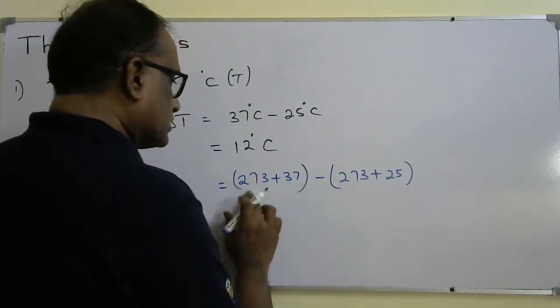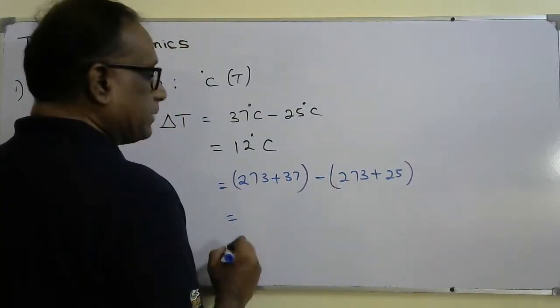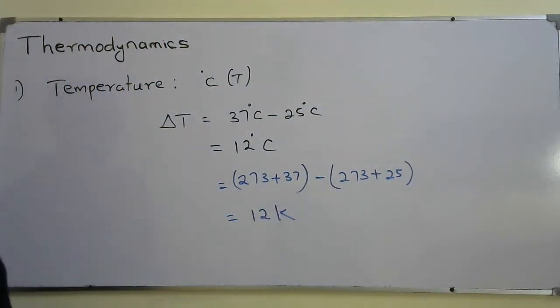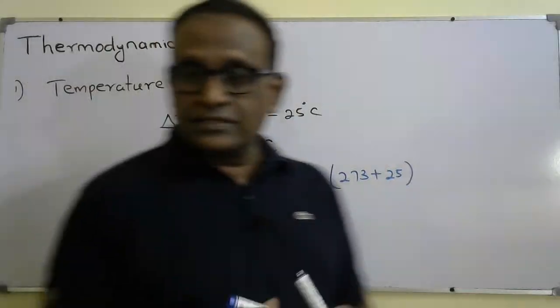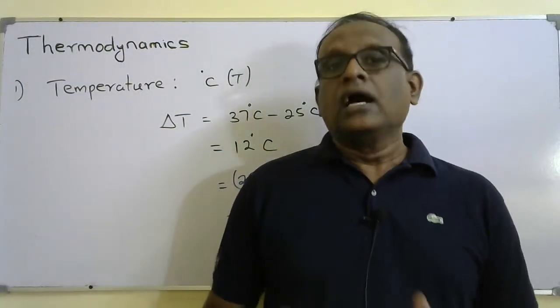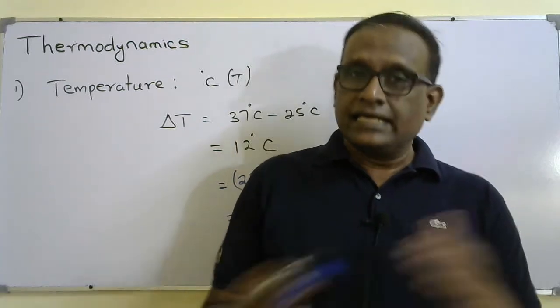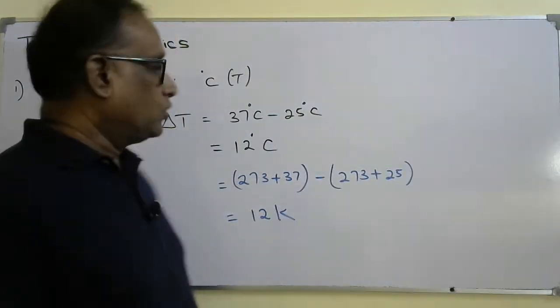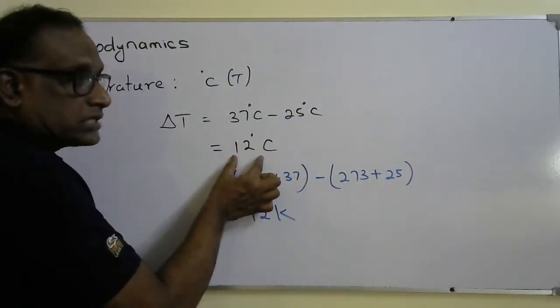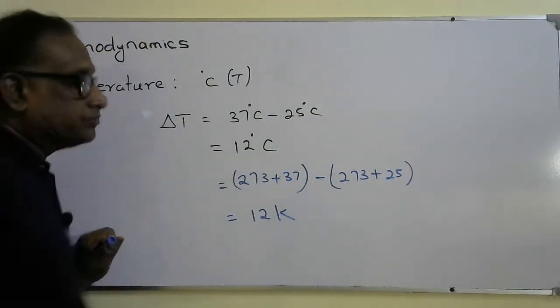When you subtract, the 273 gets cancelled, but you will get the same answer, 12 Kelvin here. So the change in temperature has the same numerical value in both the Celsius scale and the Kelvin scale. You must know this. Don't make the common mistake students make: they add 273 to this value. That is wrong.